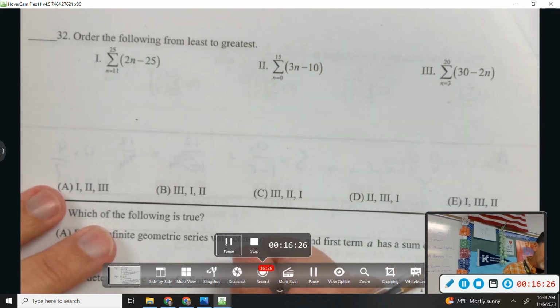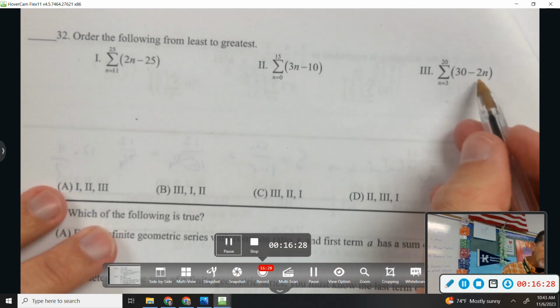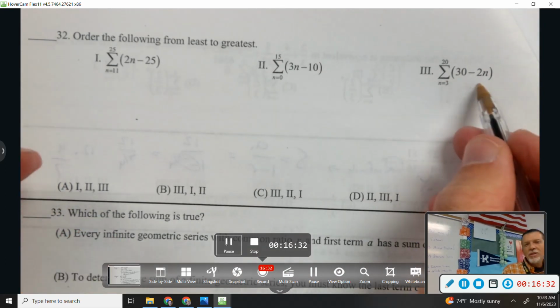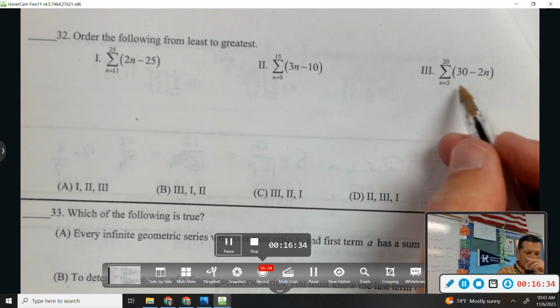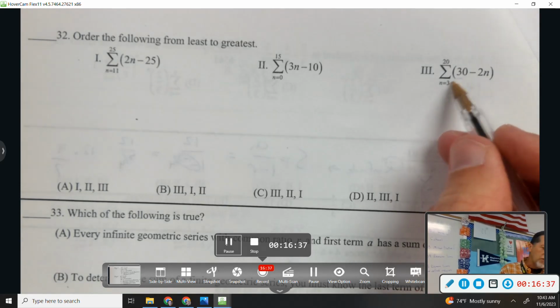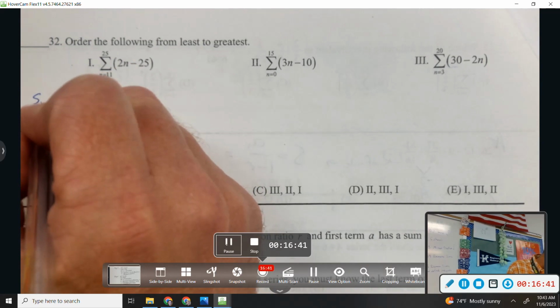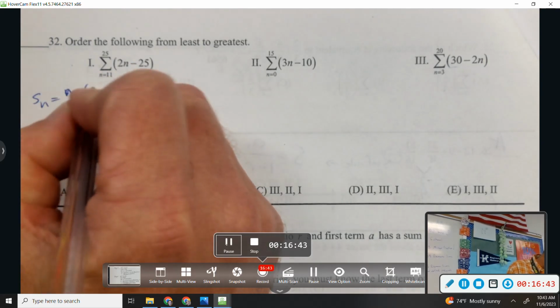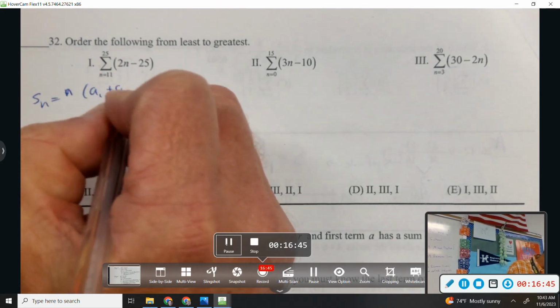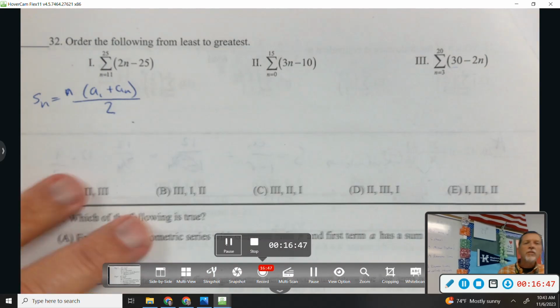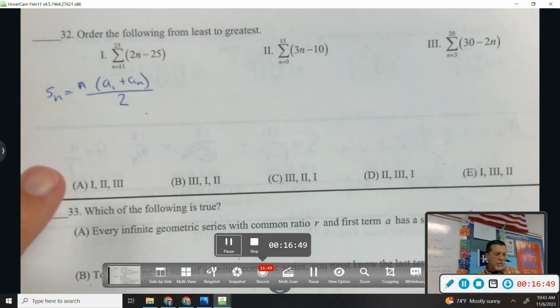I don't think. Although 30 minus 2n, that starts at 30. That one's going down, so I thought it would be least, but it starts higher than the others, so I don't know. I don't think I have an option other than adding them all up, like using the formula for each of them. So they're each arithmetic, so we should back up. How do I know they're arithmetic?